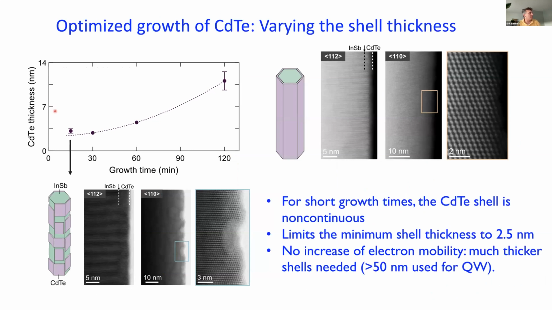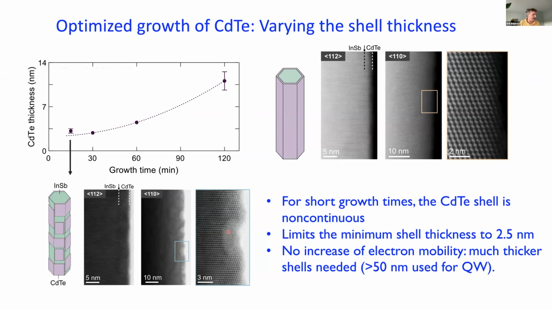So we have studied this growth mechanism in a bit more detail. So you can see the thickness of the cadmium telluride as a function of the time. These shells are grown at quite a low temperature. And what is happening is that this cadmium telluride lands on the surface of the indium antimonide. And because of the low temperature, it doesn't diffuse around. So it forms these islands.